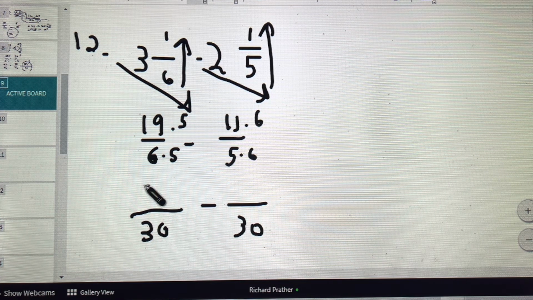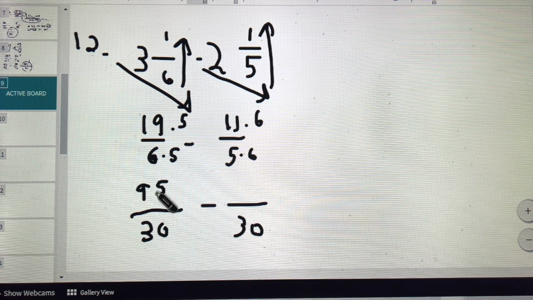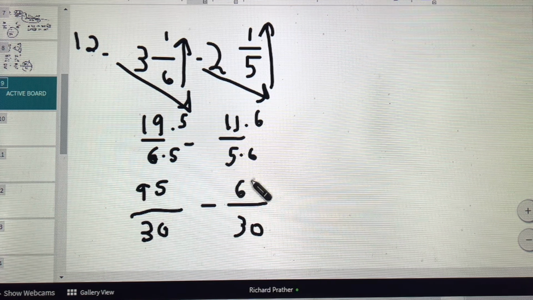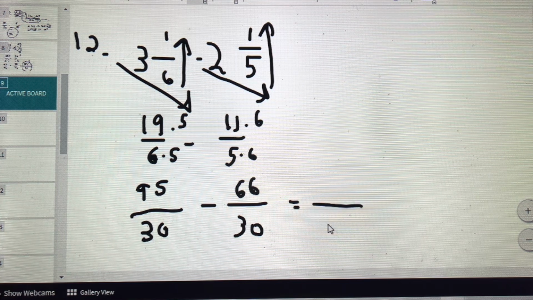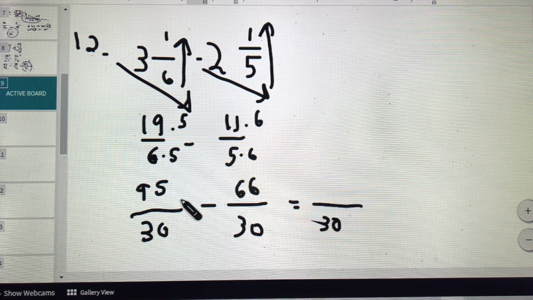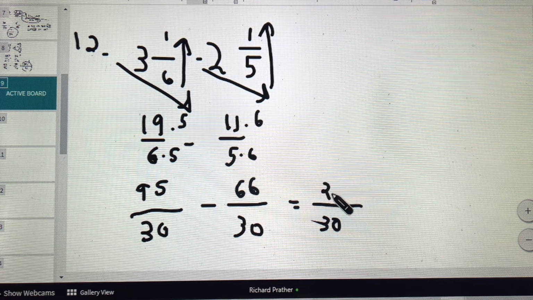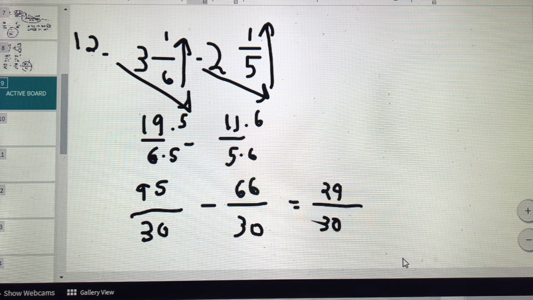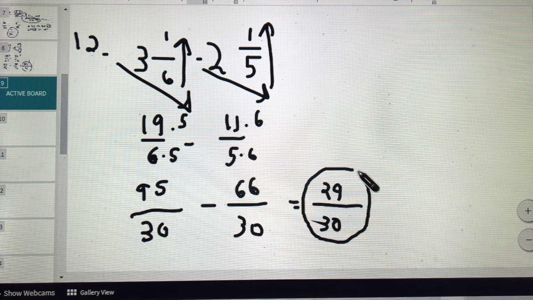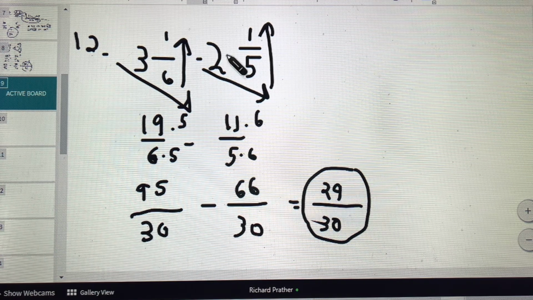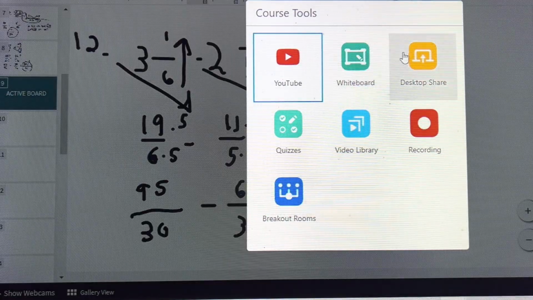19 times 5 turns out to be 95. 11 times 6 is 66. This is definitely over 30. If I had 96 minus 66, it would have been 30. Since I have 1 less than that, then I get 1 less than that answer, 29. And 29's prime, it won't divide with 30, so we're done. And this is a proper fraction, it's not an improper one, so you wouldn't even change this back to a mixed fraction anyway. 29 over 30.